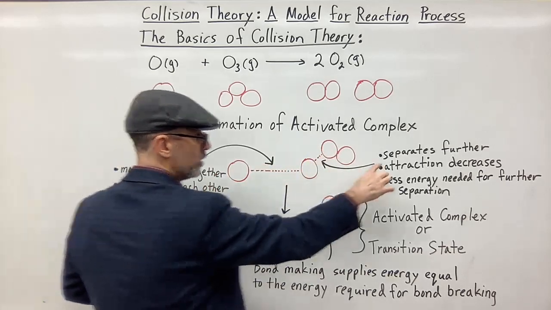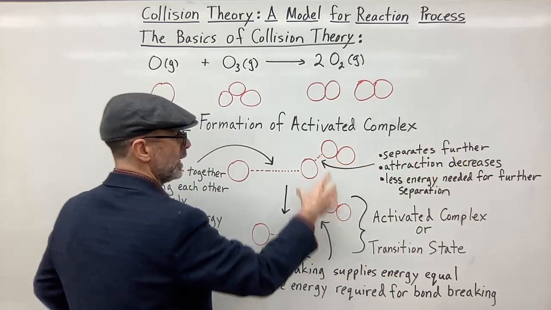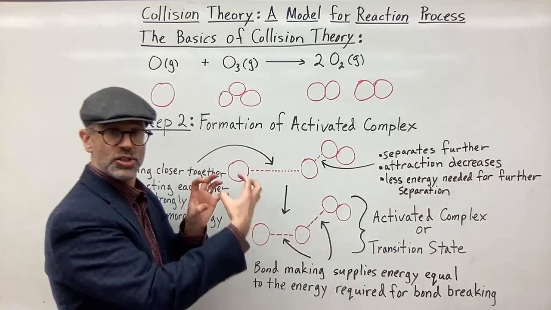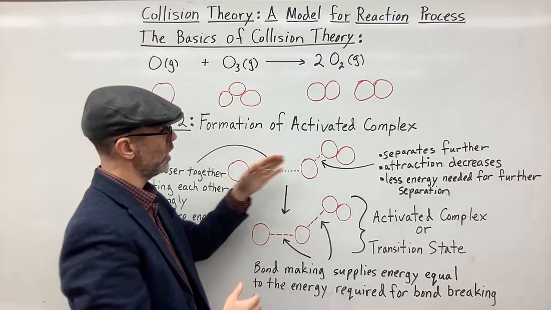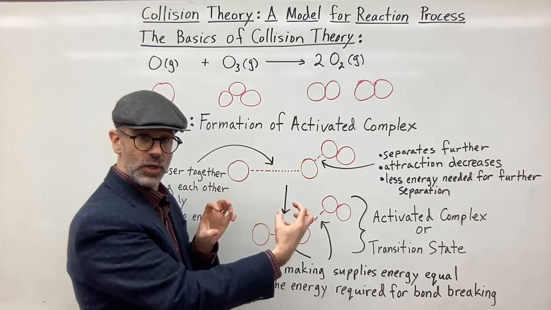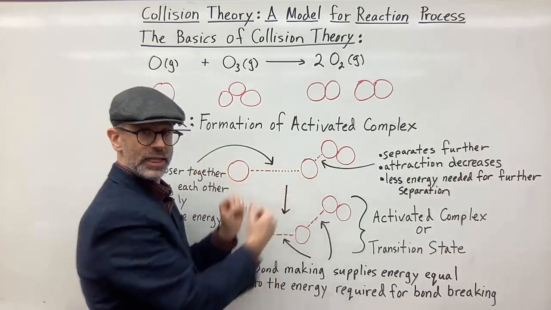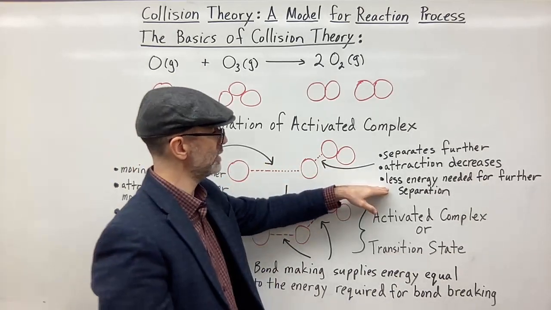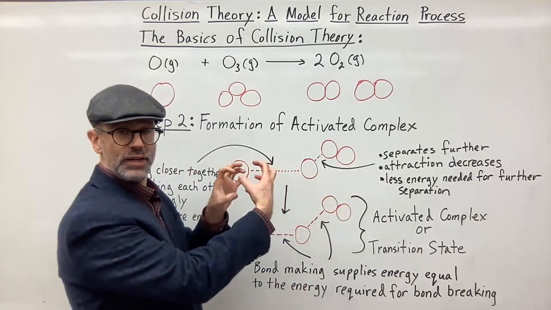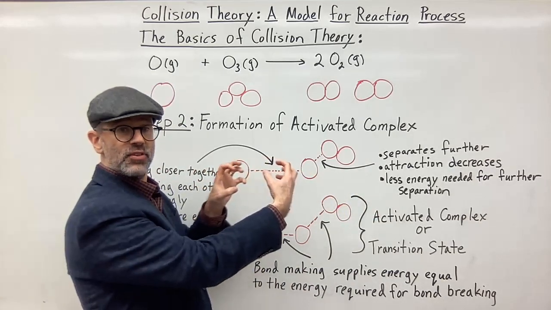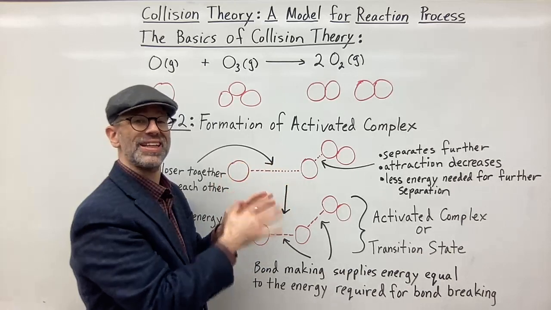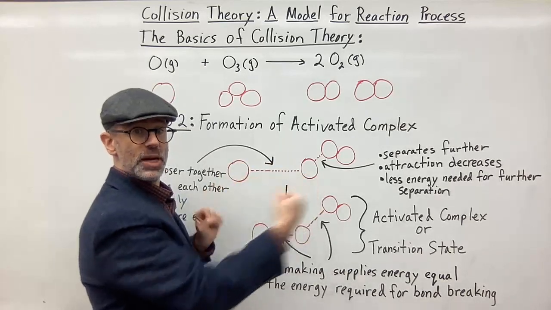They're getting farther apart, so they're going to separate farther, and therefore, as they're separating farther, the attraction decreases. So they're moving farther apart. The attraction between these two starts to decrease. The bond is starting to weaken. This bond is starting to strengthen, and therefore, less energy is needed for further separation. So as they're getting farther apart, the bond is getting weaker, the attractive force is getting weaker, and therefore less energy is needed to further separate them.